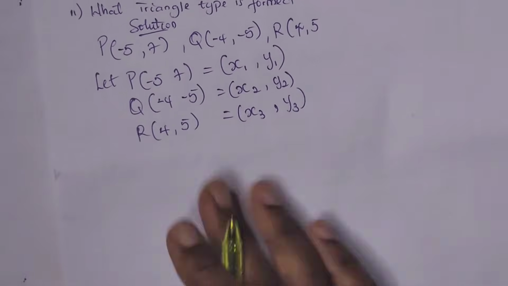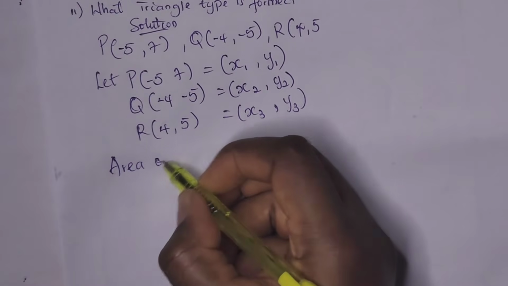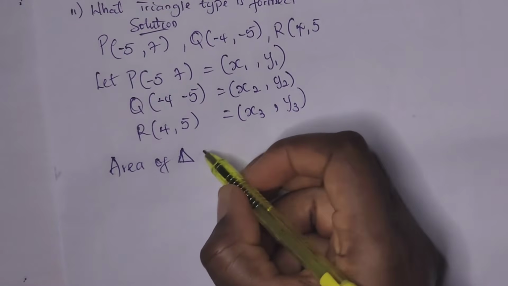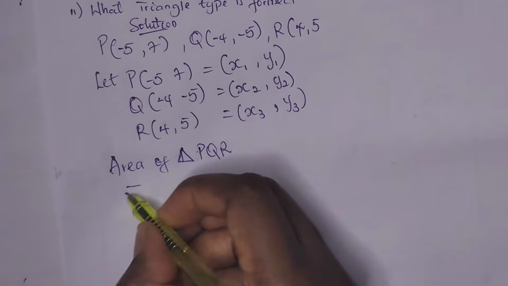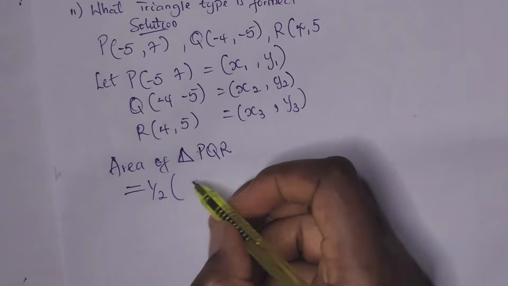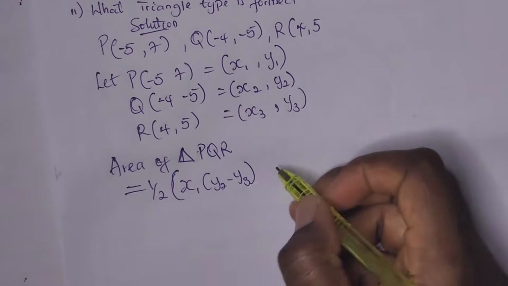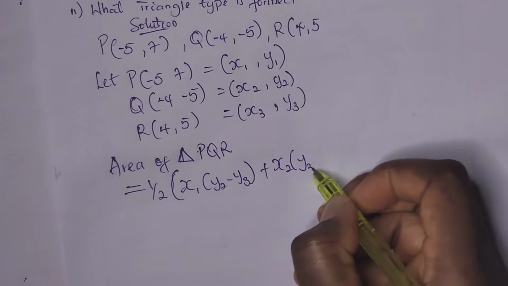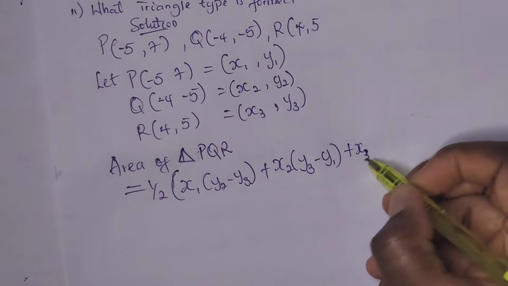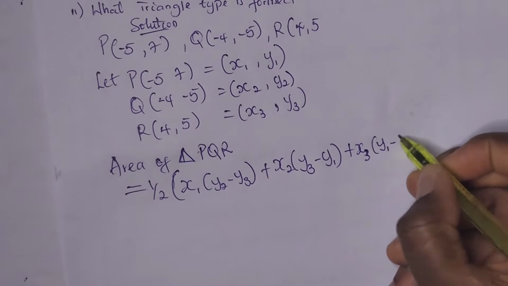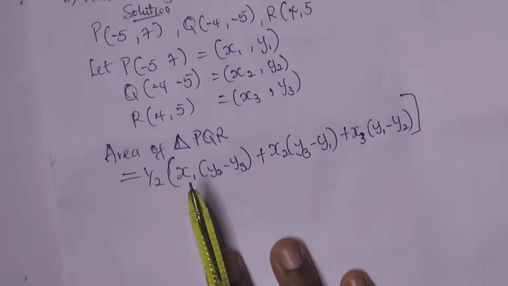So for us to find the area, the formula for finding the area of a triangle with coordinate points: area of triangle PQR is equal to half, bracket open, x1 times (y2 minus y3) plus x2 times (y3 minus y1) plus x3 times (y1 minus y2), brackets close. So we'll be using this formula to get the area of this triangle.